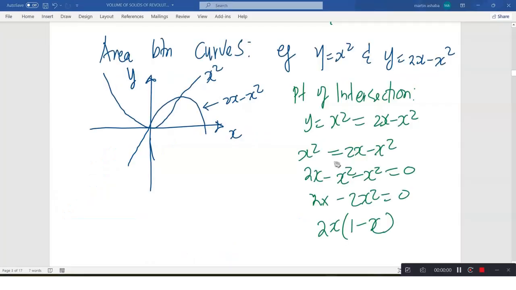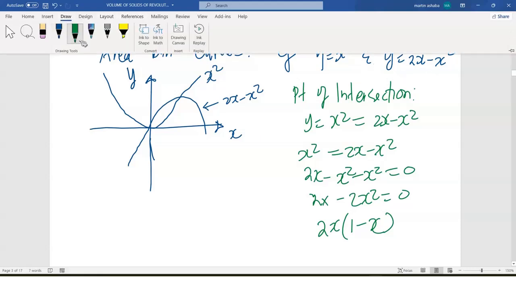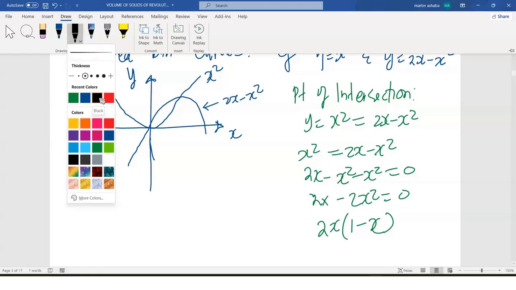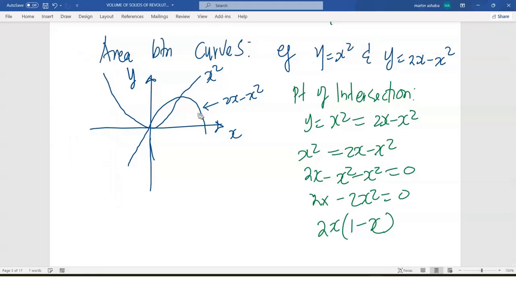So in this discussion, we are looking at area between curves, and we are provided with two curves, y is equal to x squared and y is equal to 2x minus x squared. So we have just drawn the curves, just a sketch. We have not drawn it exactly, but we have sketched something that is close to what is exact.